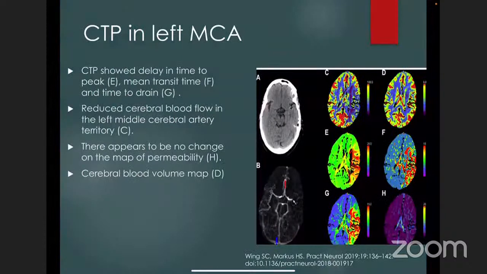In this patient, this is an example of a left MCA stroke. You can see in picture A there is a hyperdense left M1, and the CT perfusion showed delay in the time to peak, and also delay in the mean transit time and time to drain. And also there is reduced cerebral blood flow in the left MCA territory. There appear to be no changes in the permeability map and also the cerebral blood volume.